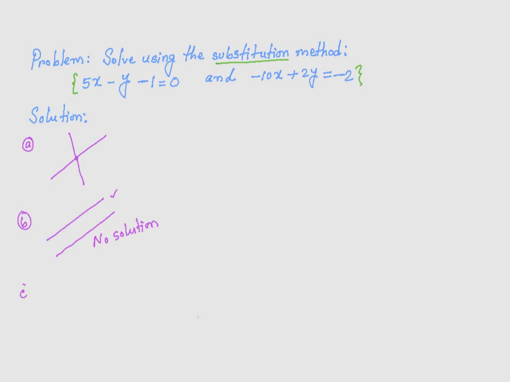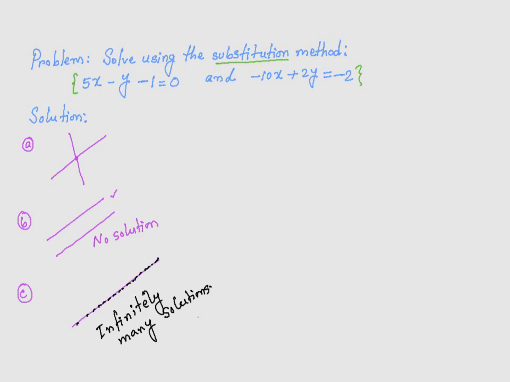And the third case, C, is here is one line, and there is another line that overlaps with it. So I'm going to put a dot on top of it. In that case, when the lines overlap, they have infinitely many solutions. So these are the three things that can happen.